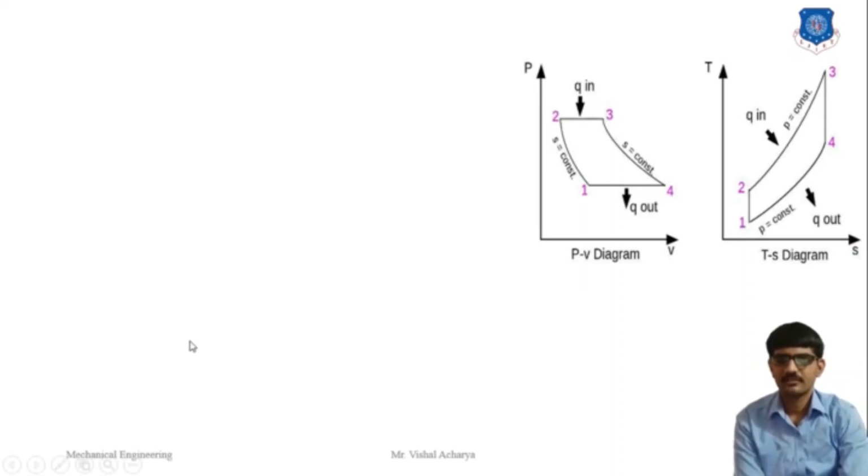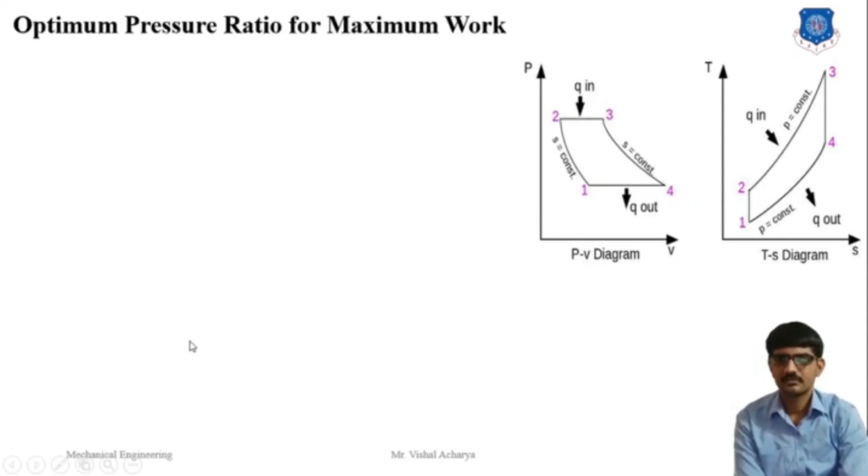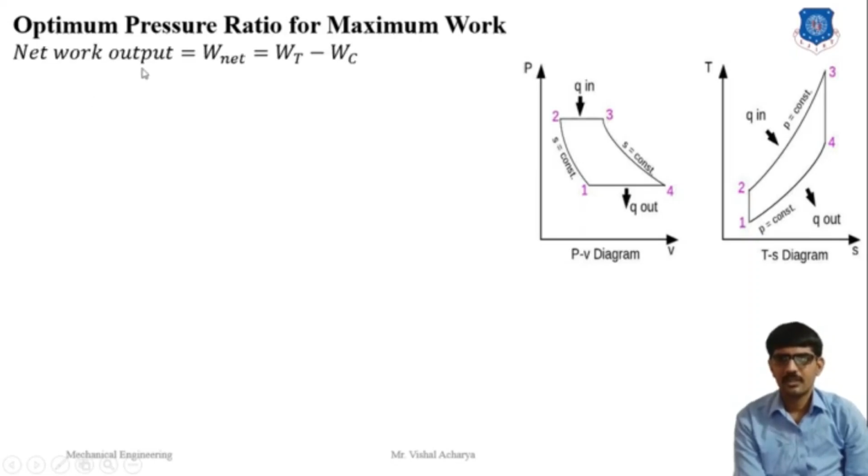Next is the optimum pressure ratio for the maximum work. First, maximum work output is equal to WT minus WC. We already discussed Cp into (T3 minus T4) minus Cp into (T2 minus T1). Here we convert this term into the pressure term.